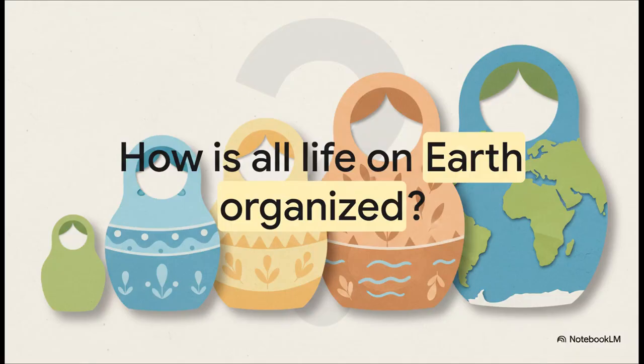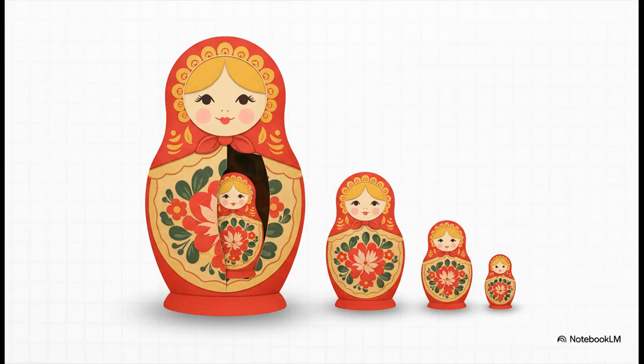So how in the world do scientists make sense of this massive, tangled web of existence? Well, the answer is actually surprisingly simple, and it's a concept you're probably already familiar with from childhood. That's right, Russian nesting dolls. It's the perfect way to think about it. Each level of life fits neatly inside the next, building up from the tiniest individual all the way to the entire planet. We're going to keep coming back to this idea.